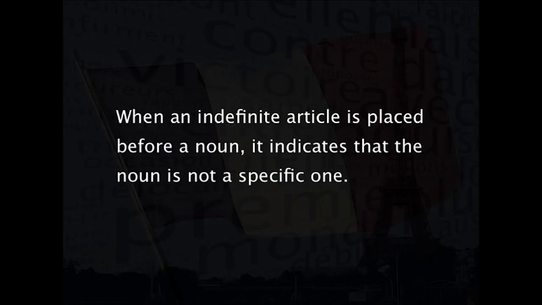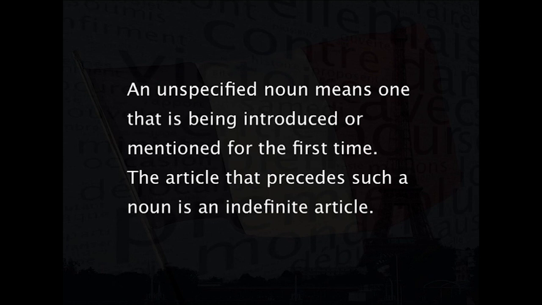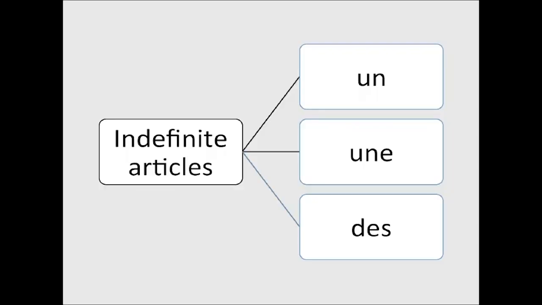When an indefinite article is placed before a noun, it indicates that the noun is not a specific one. An unspecified noun means one that is being introduced or mentioned for the first time. The article that precedes such a noun is an indefinite article. Let us examine each indefinite article one by one.